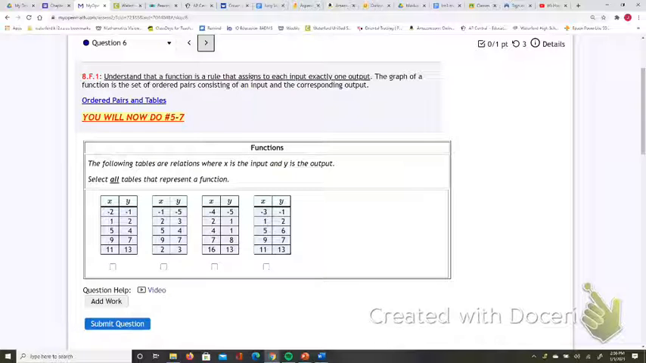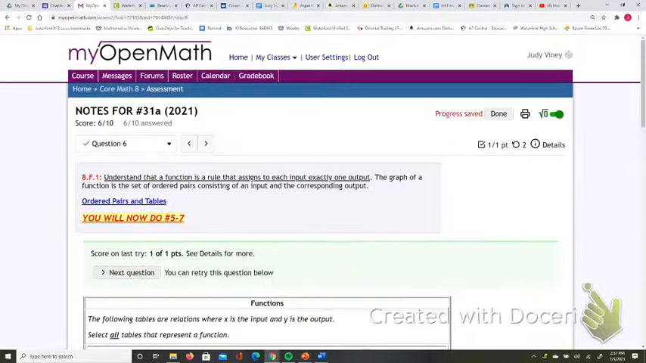Okay, so I'm assuming that you paused the video. The first one is a function because all the x's are just listed one time. The second one is also a function, because x is 2 twice, but look, it's 2, 3 and then 2, 3, so it's the same one listed twice. This one is a function. Every x is just listed one time. And then this one is a function also. All the x's are only listed once. All the inputs are only listed one time. So all of them are functions.